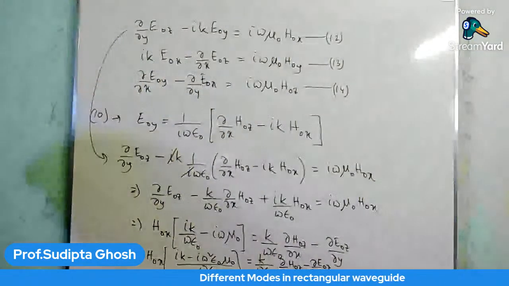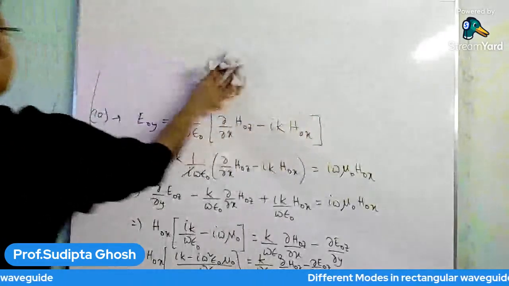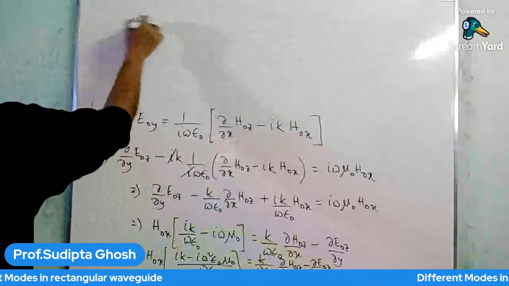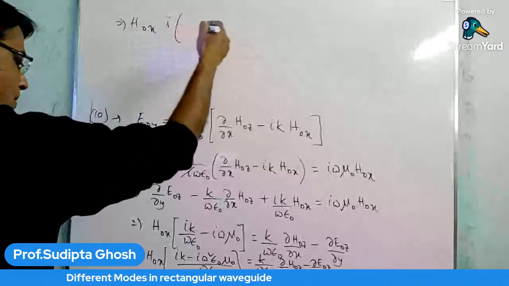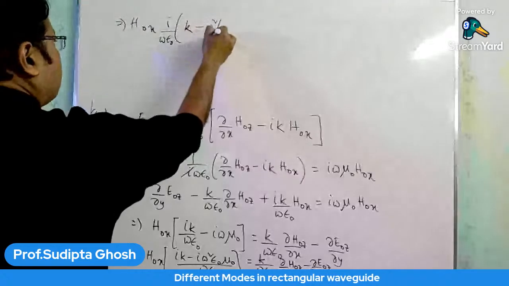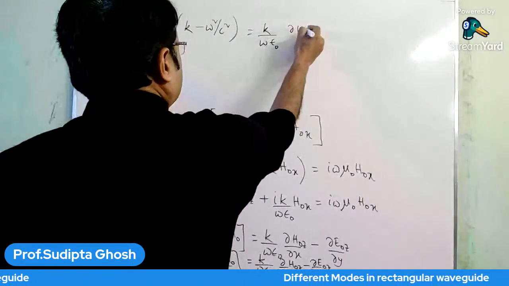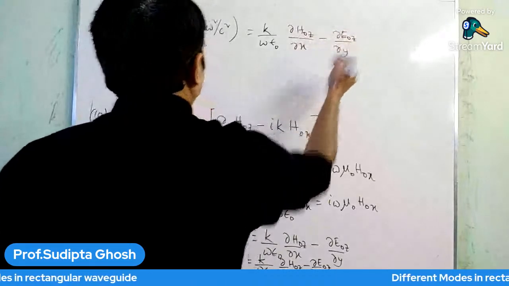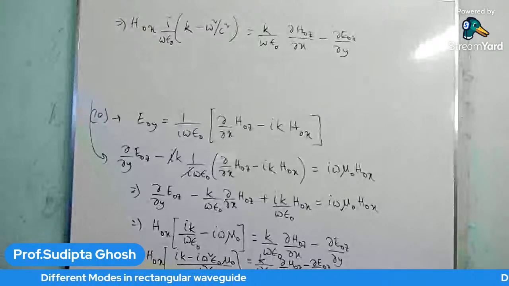So now, HOX, and then take this i outside the equation: i by omega epsilon 0, it will be k minus omega square by c square, okay, and then in the right hand side k by omega epsilon 0, del HOZ by del x minus del EOZ by del y, right.